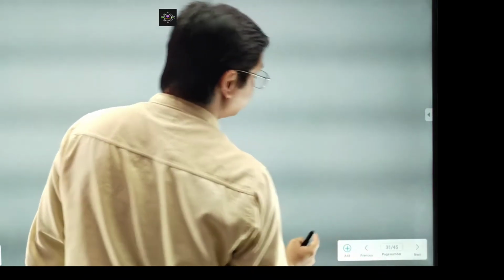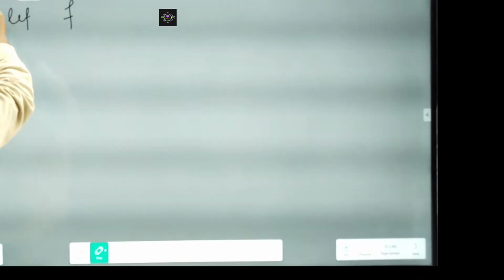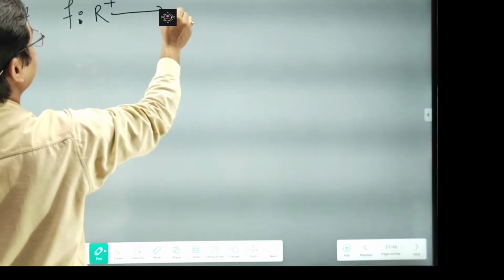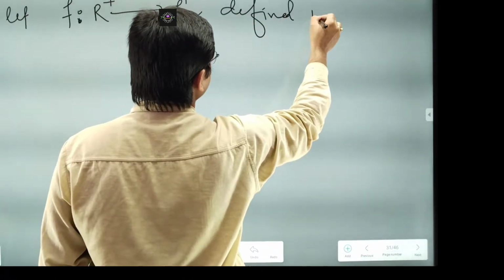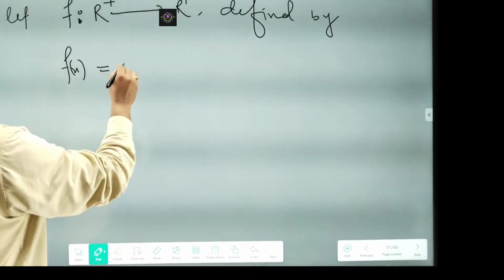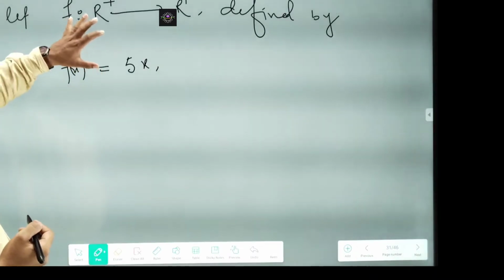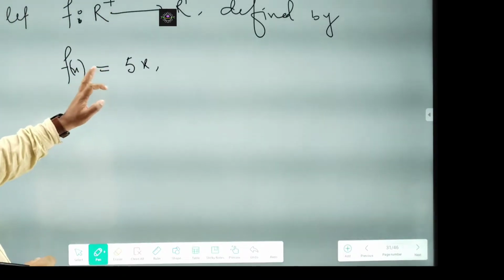Okay, here also I will take an example for onto function. Suppose we consider a function f from R plus to R plus defined by suppose f of x equal to 5x. Suppose we need to verify whether this function is onto or not.